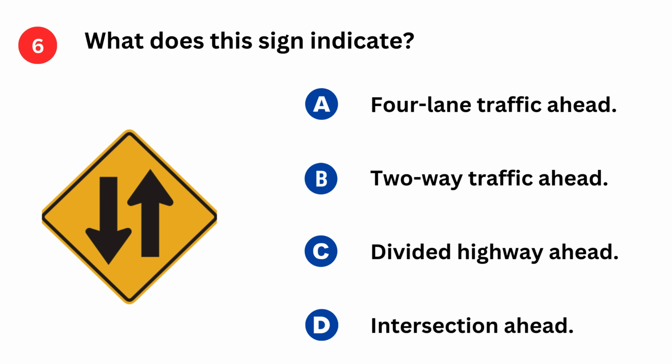What does this sign indicate? A. 4-lane traffic ahead. B. Two-way traffic ahead. C. Divided highway ahead. D. Intersection ahead.